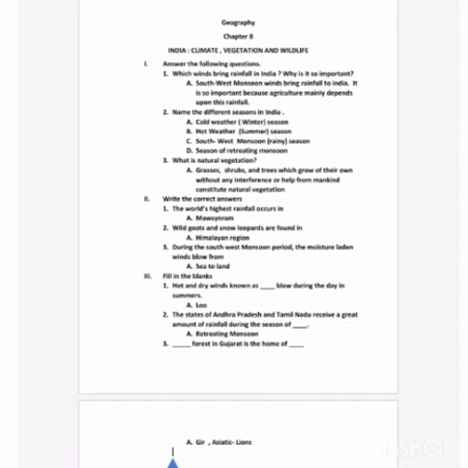Once more I repeat, grasses, shrubs and trees which grow of their own without any interference or help from mankind constitute natural vegetation. Next question, write the correct answer. The world's highest rainfall occurs in Mawsynram. Second one, wild goat and snow leopards are found in the Himalayan region. Third one, during the southwest monsoon period, the moisture laden winds blow from the sea.